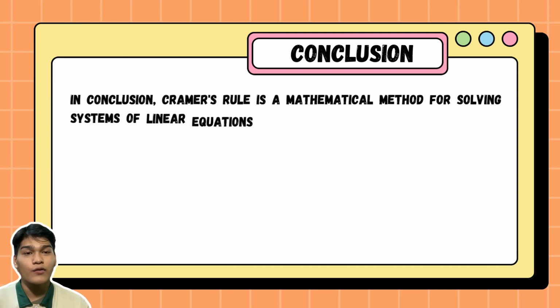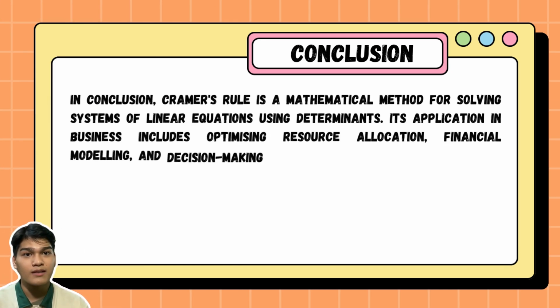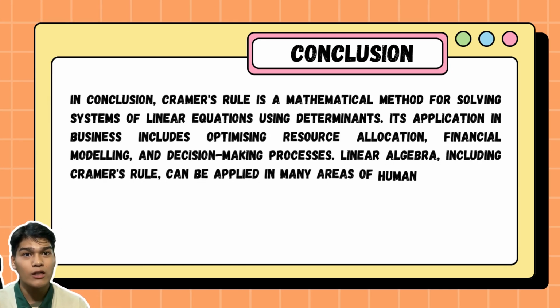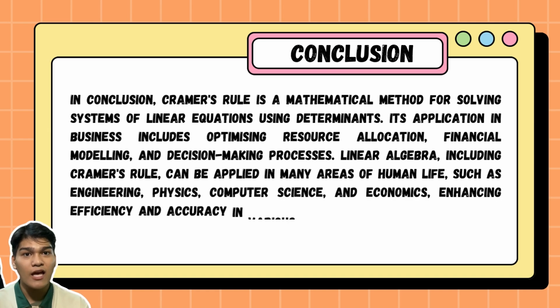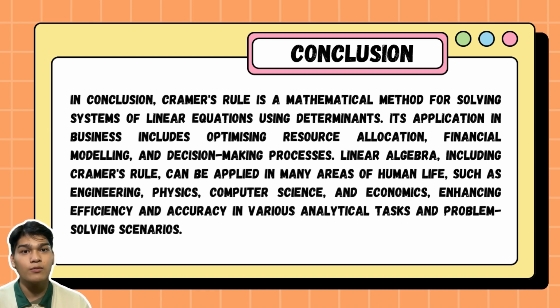In conclusion, Cramer's rule is a mathematical method for solving systems of linear equations using determinants. Its application in business includes optimizing resource allocation, financial modeling, and decision-making processes. Linear algebra, including Cramer's rule, can be applied in many areas of human life, such as engineering, physics, computer science, and economics, enhancing efficiency and accuracy in various analytical tasks and problem-solving scenarios.